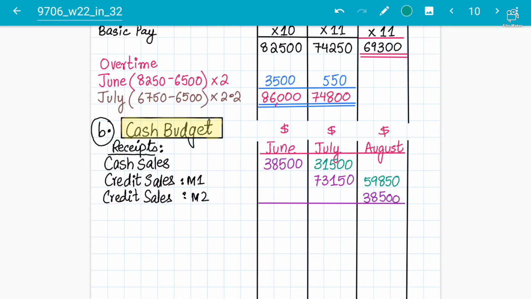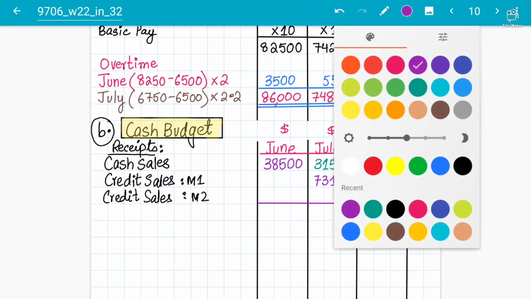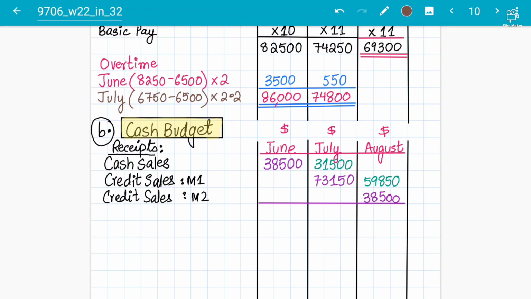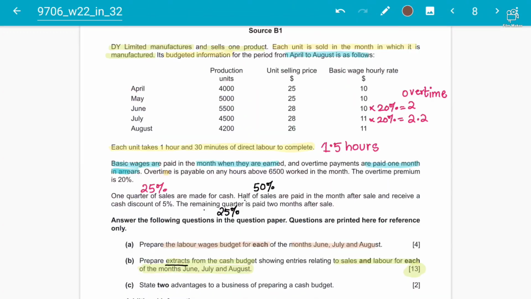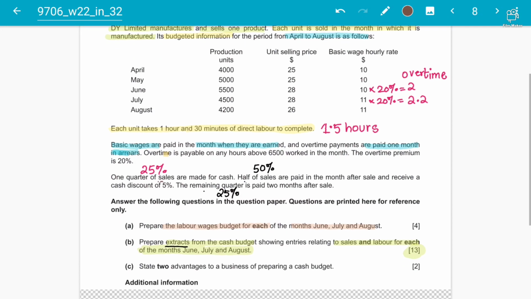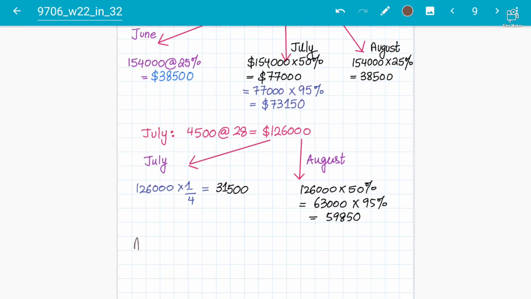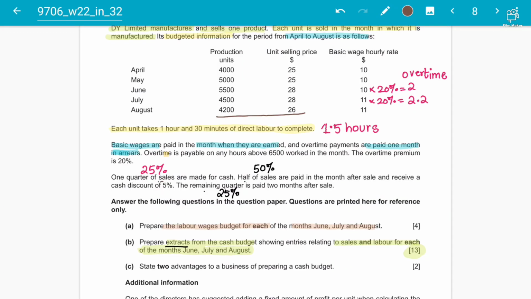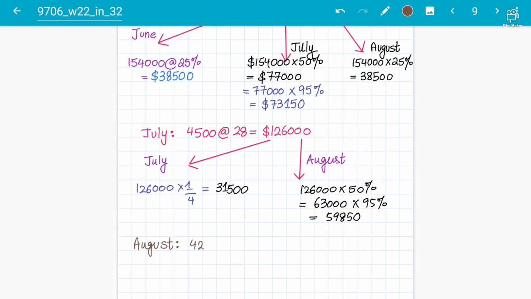Okay, students. So July is also completed in a completely different color. Then August is very simple. So August, I'll do it directly. So August is basically going to be, sir, that only the August sales, the remaining 25%, the cash sales, will be received. So for August you can do the working here, sir: 4,200 at the rate of 26, 4,200 multiplied by the selling price of 26, and it's coming as 109,200, and only 25% cash sales we are going to receive of this amount.